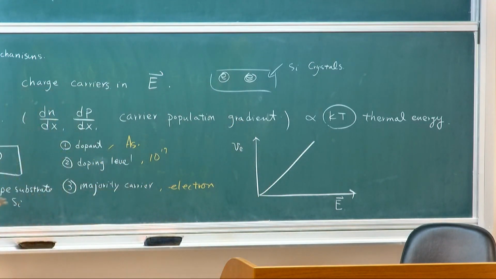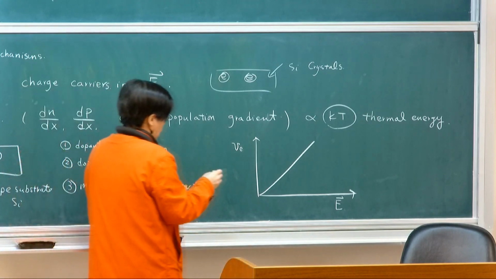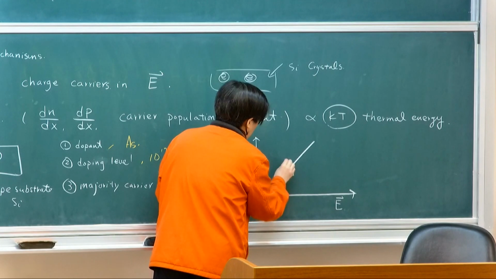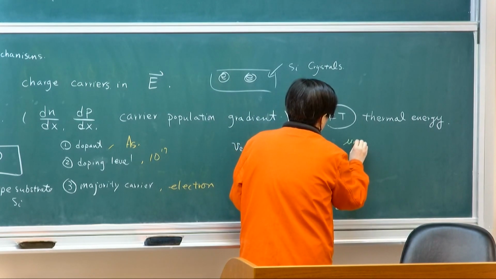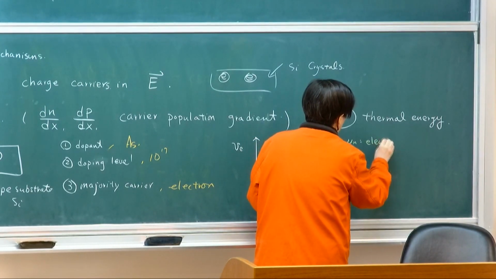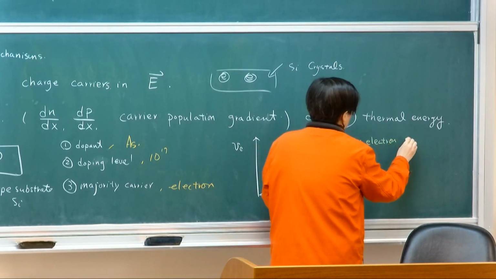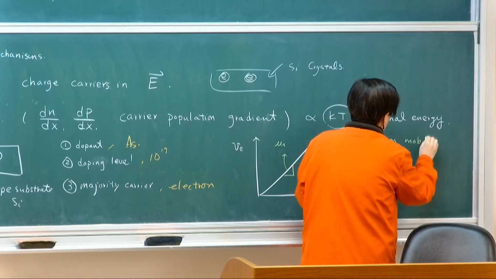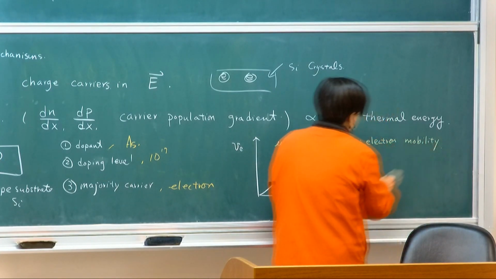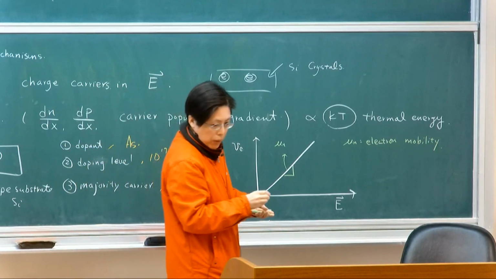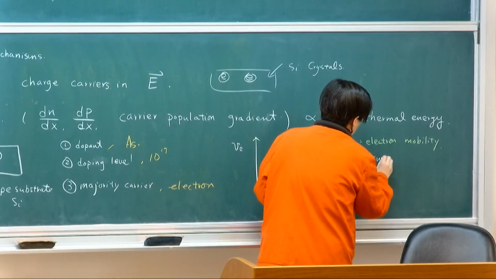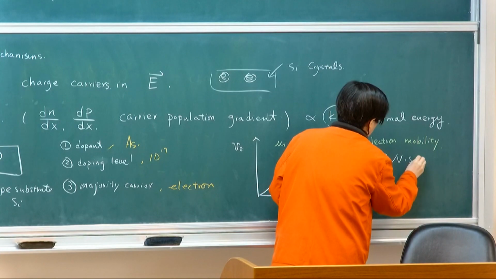When the electric field increases, you expect the speed of the electron to increase. And this slope is typically referred to as mu n. It's called the electron mobility inside a material. So this is typically a material constant in the unit of, let me write down, cm squared per volt-second.